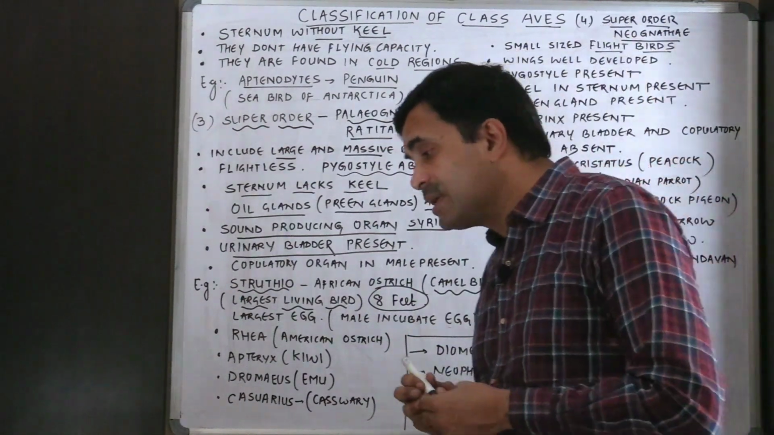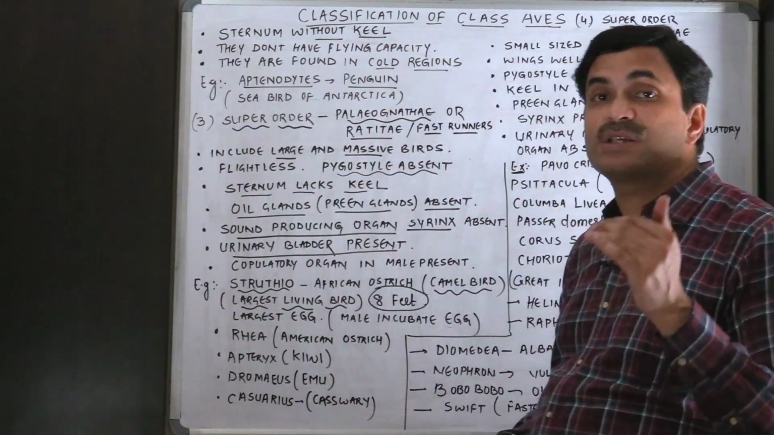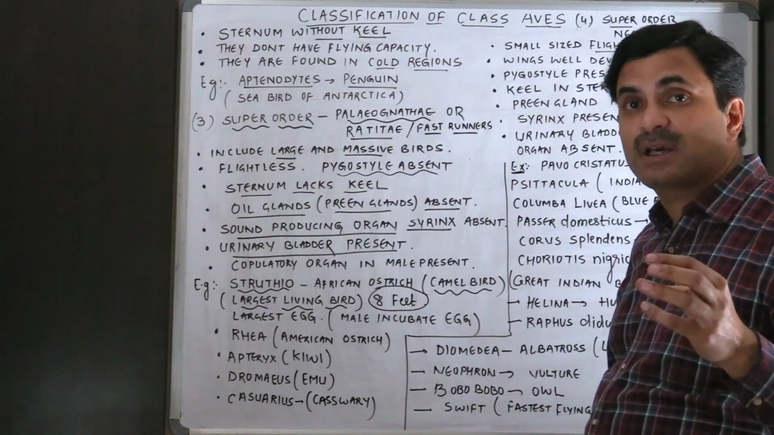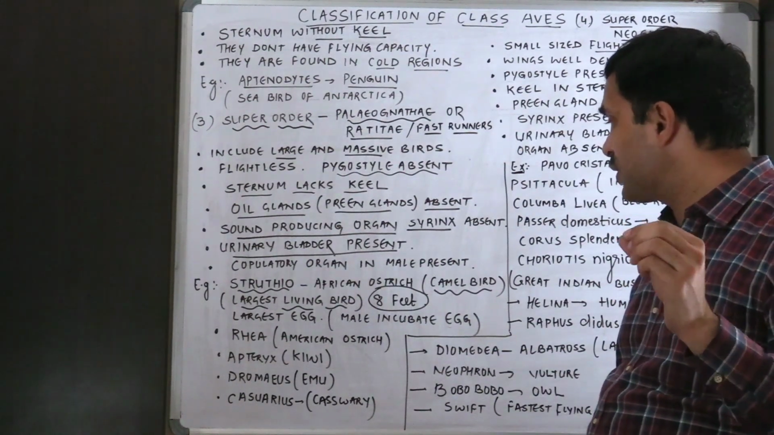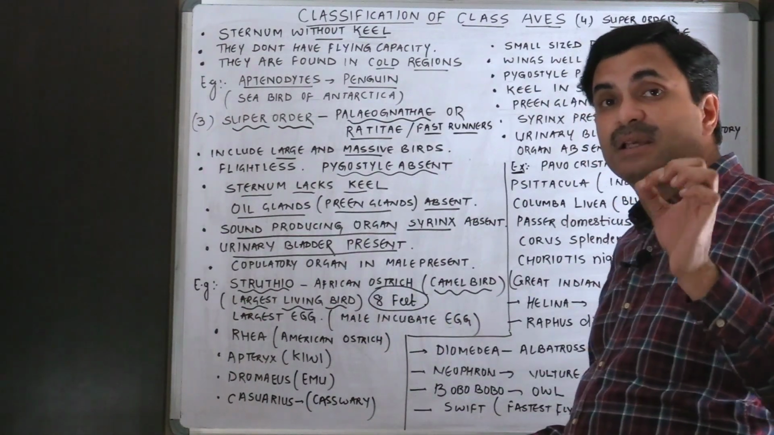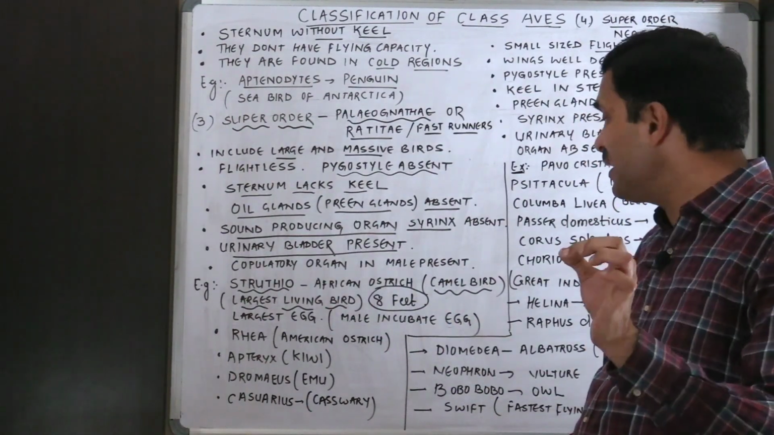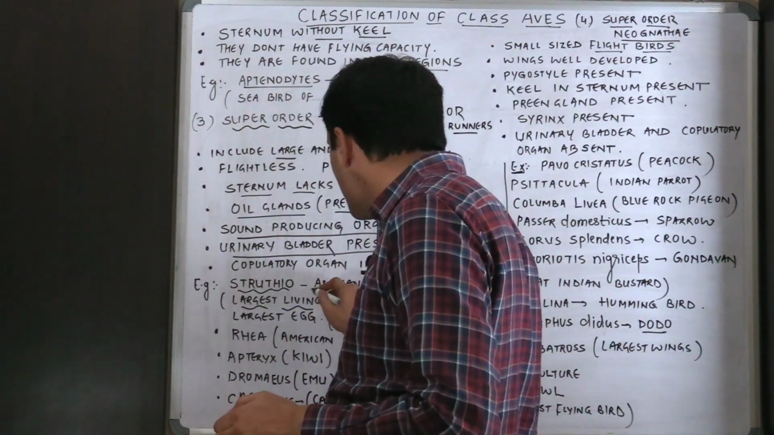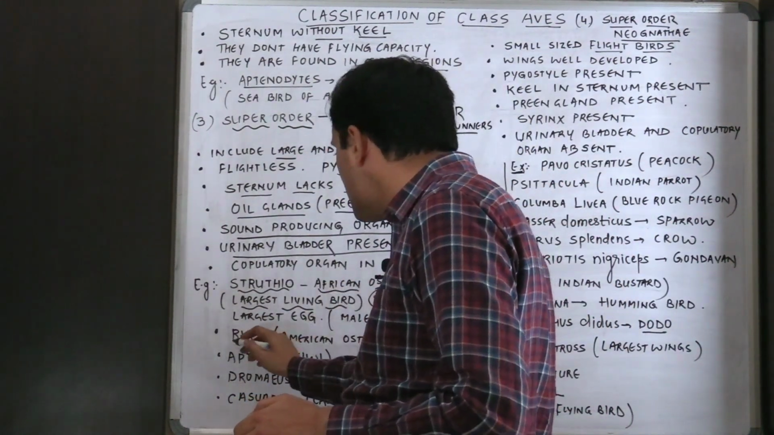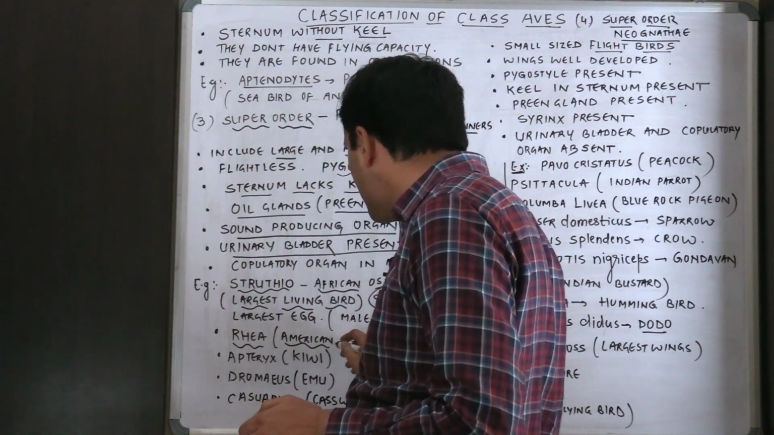And not only this, it also has the largest eggs. If you might have heard, the largest eggs are of the ostrich. All right, and here the male is actually incubating the eggs. Rhea. Now Struthio was the African ostrich, and Rhea is the American ostrich.